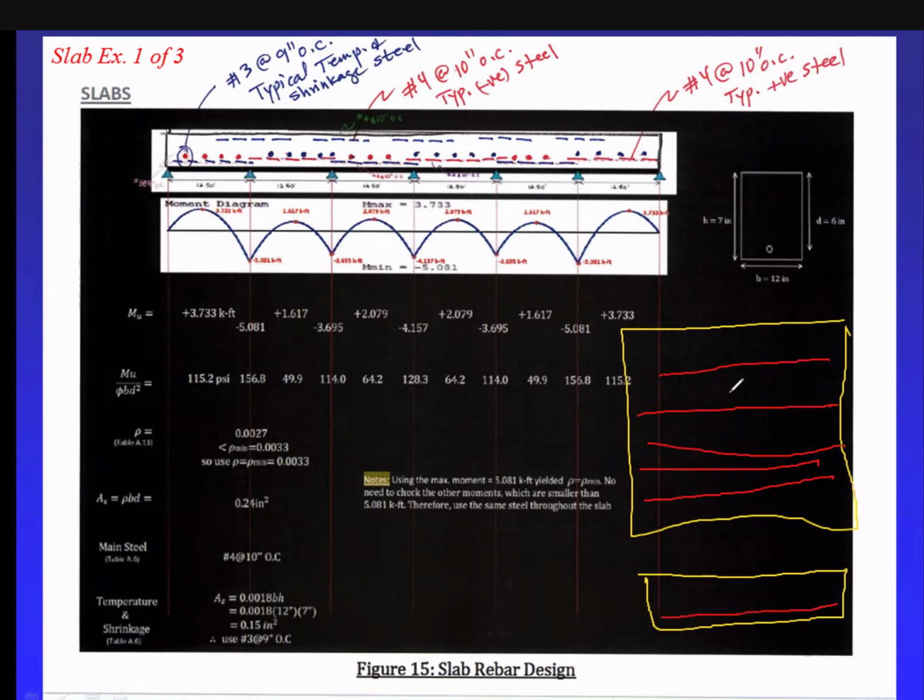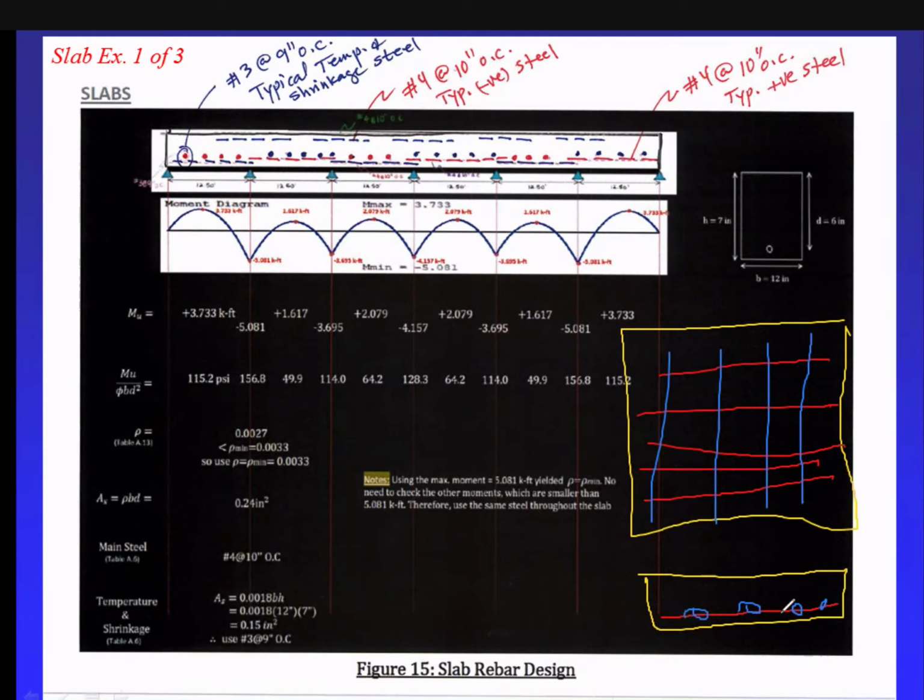In addition to this, we need to have steel for temperature and shrinkage, but that steel will be placed in the other direction, perpendicular to that. See that? That's the top view. In the section, it's going to look like a dot. Every bar will be a dot because you're looking at the end of it. Okay, that's temperature and shrinkage.